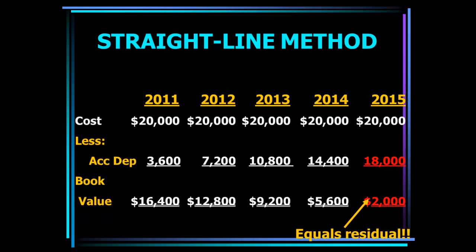Straight line depreciation. Now let's look at some items there. What happened to my cost over time? It remained the same. How about my depreciation expense over time? It was constant. It stayed the same also. How about my accumulated depreciation over time? It went up. What happened to my book value over time? It went down. So that at the end of the asset's life, the book value was equal to the residual.